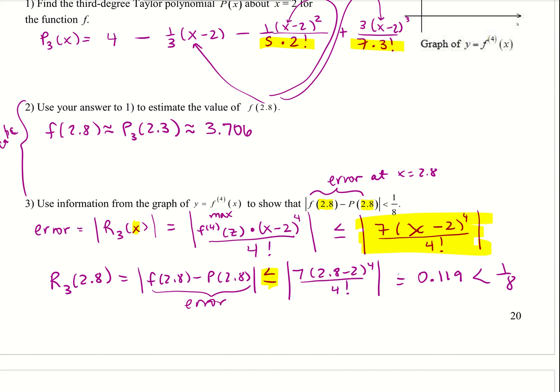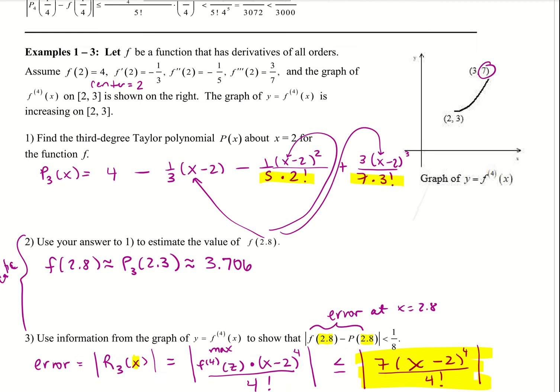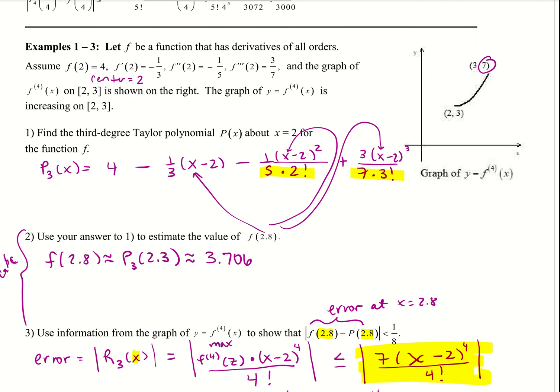So this is our first example of using the error bound. It kind of reminds me of an alternating series where you're using the absolute value of the next term. Since we approximated this at degree 3, we had to go to the fourth degree term. The difference is our derivative is not chosen at the center. If we look at this graph, the center here is 2, but we didn't use the fourth derivative evaluated at 2. We used the maximum fourth derivative for some interval that x is inside of. Now that 2.8 has to be on this interval somewhere.